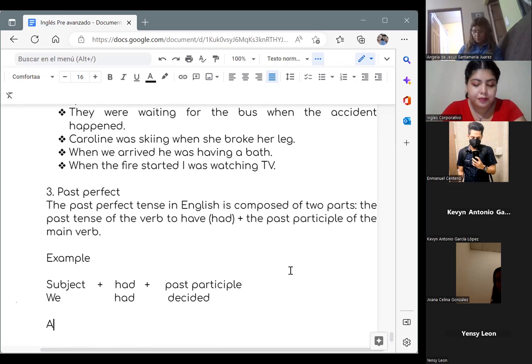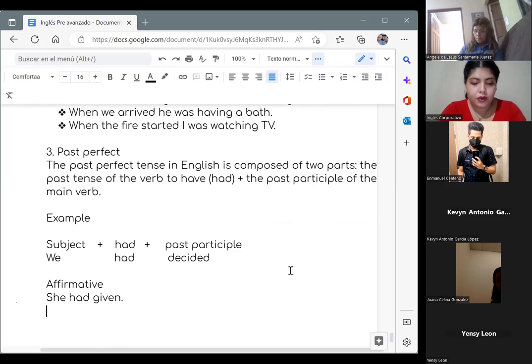So we're going to see the structures through some examples. For the affirmative sentence, we have she, that is the subject, had, that is the second part, given, that is the verb in past participle. For negative, we have we hadn't, or we can say had not. We hadn't asked.